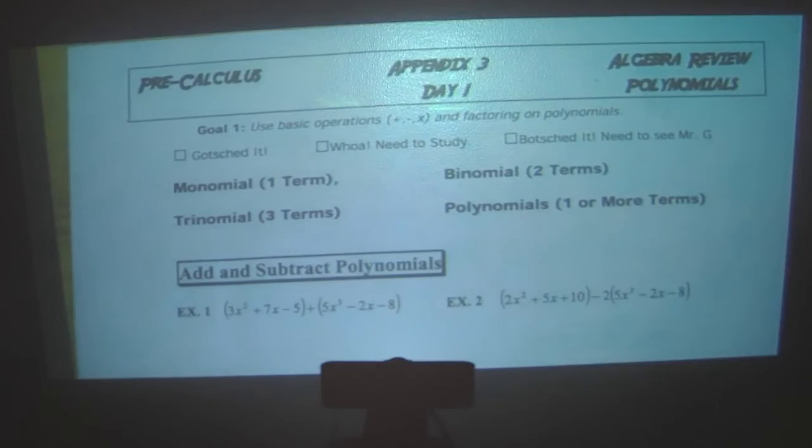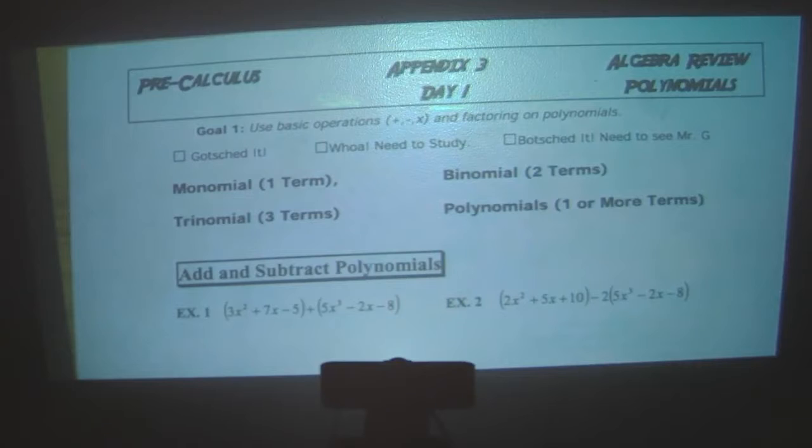All right, so if we look, we're doing Appendix 3. So we call this A3. This is, again, algebra review. And when we're looking at algebra, specifically this section talks about polynomials and just the basic operations. So that's our goals for today. We're going to add, subtract, multiply, and divide, which is factoring polys, okay?